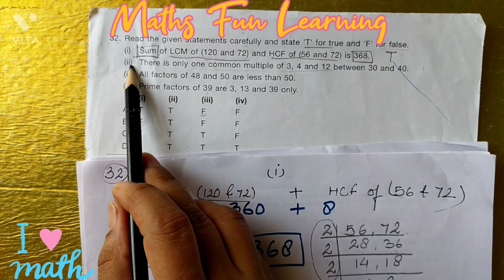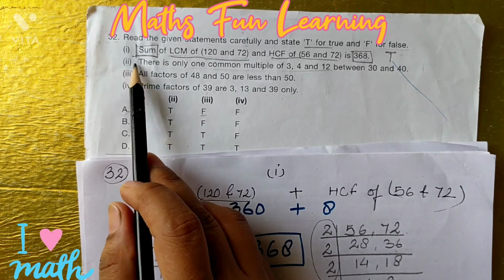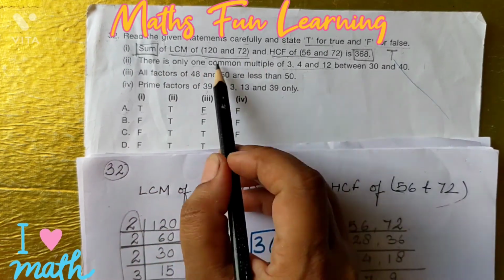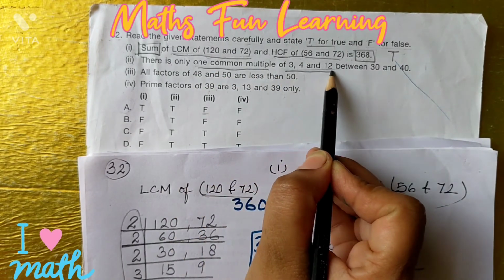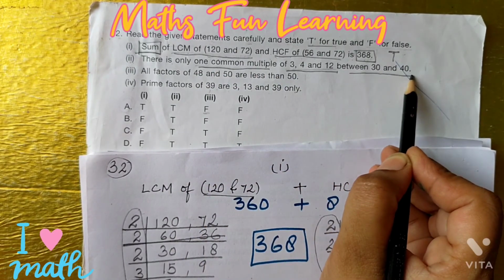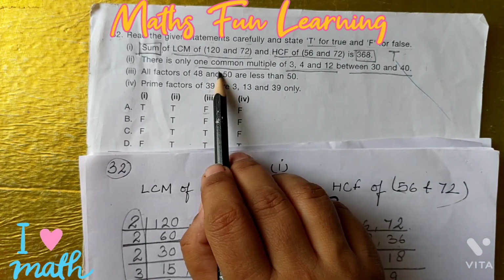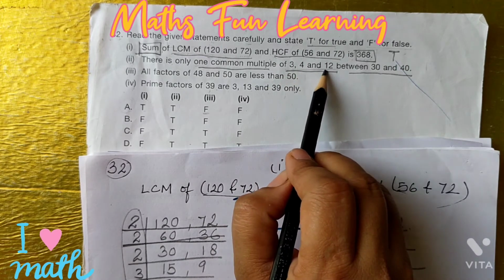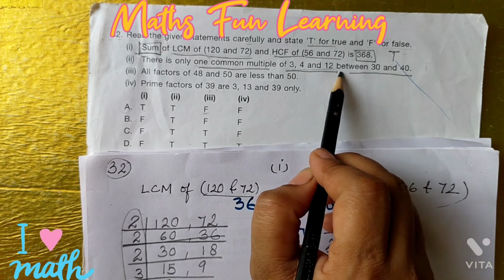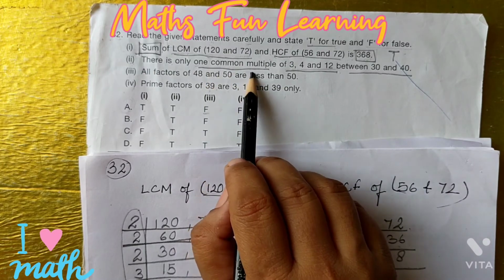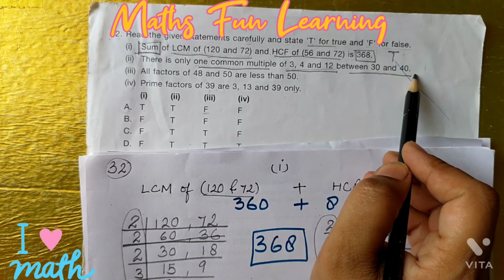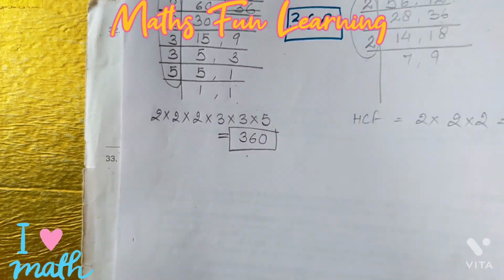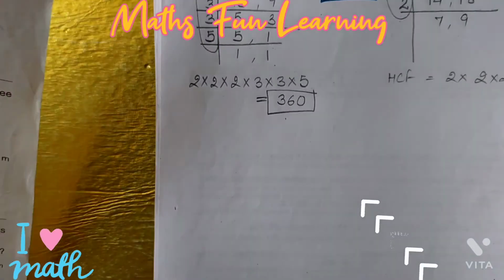Okay. Now let's solve the second question, the second part of question number 32. There is only one common multiple of 3, 4 and 12 between 30 and 40. So the question asks you to find the multiples of 3, 4 and 12. But it said there is only one common multiple between 30 and 40. Multiple means simple multiplication, as I told you, right?